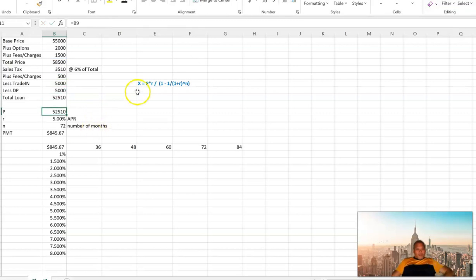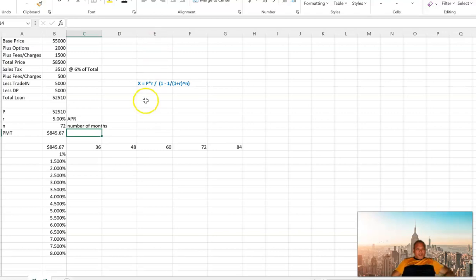So we could use this annuity formula here, or we could use a shortcut function for Excel so that we could calculate the payment. The shortcut function for Excel is equals PMT. And then the rate is what? Let's say the rate is 5%, so we divide it by 12. The number of periods is 72 months, and the price is the loan amount. That means this guy has to pay $845.